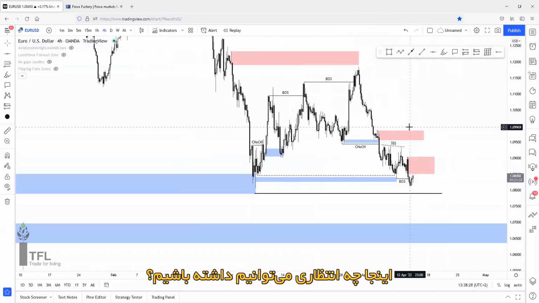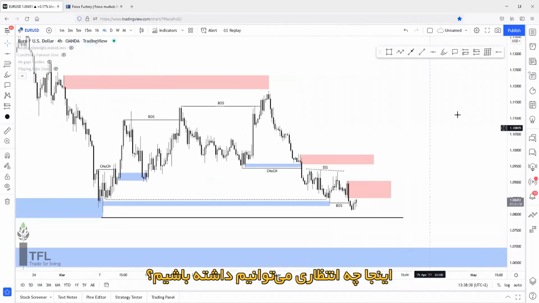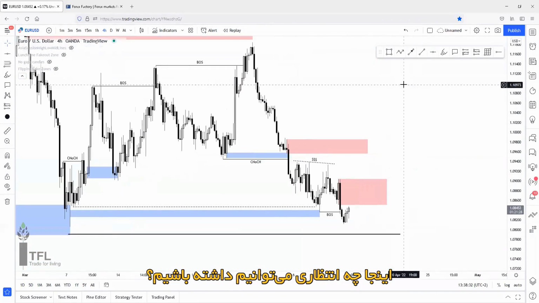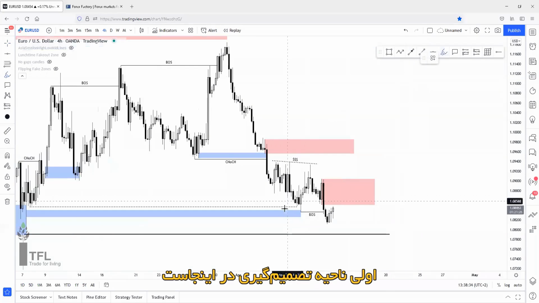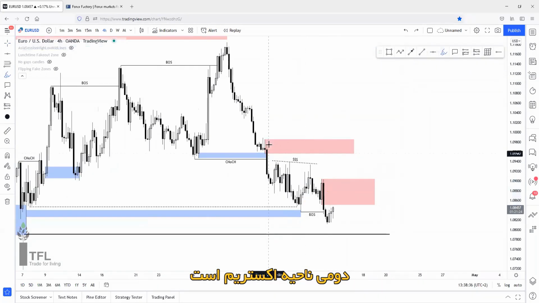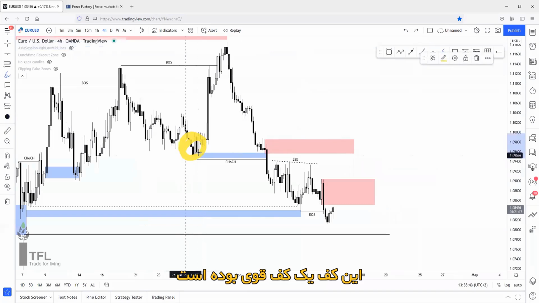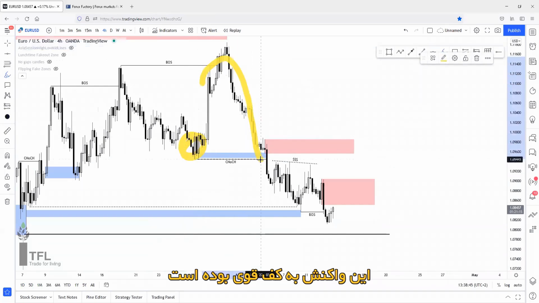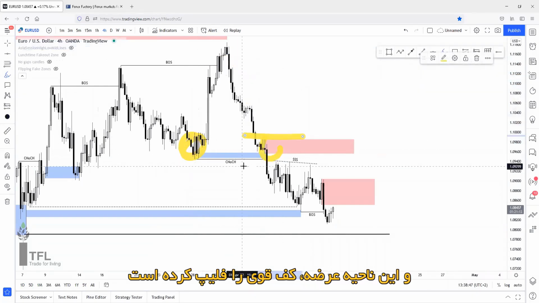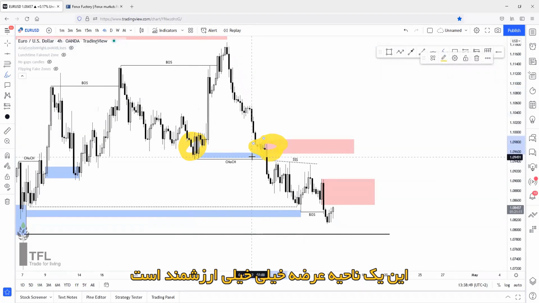Okay, so what can we expect right here? We have several supply zones. The first one is decisional right here. The second one is the extreme. The extreme has caused the change of character and the overall flip of the bullish structure. This was a strong low point right here. This was a reaction on the strong low. And this supply zone has flipped the strong low. So this is a really, really valuable supply zone for us.